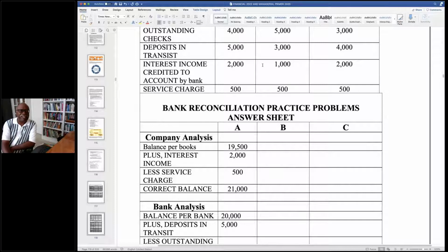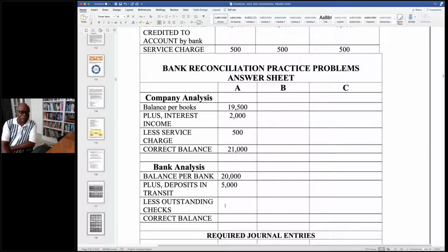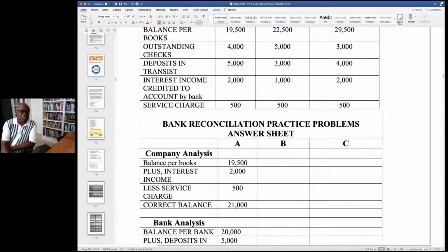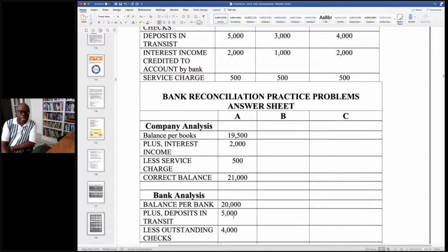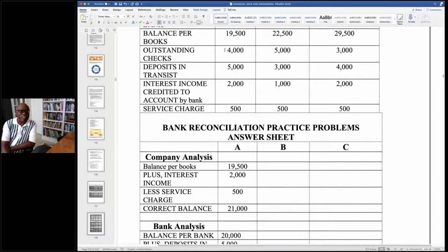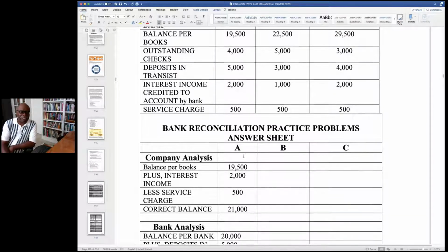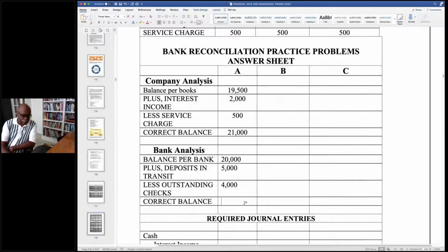Wait, so I did that. 1,000. Then we have to subtract the outstanding checks. Deposit in transit, 5,000. You have to add those. Oh, I was doing column B. Again, we're still on column A. Okay, never mind. So the numbers have to be the same.